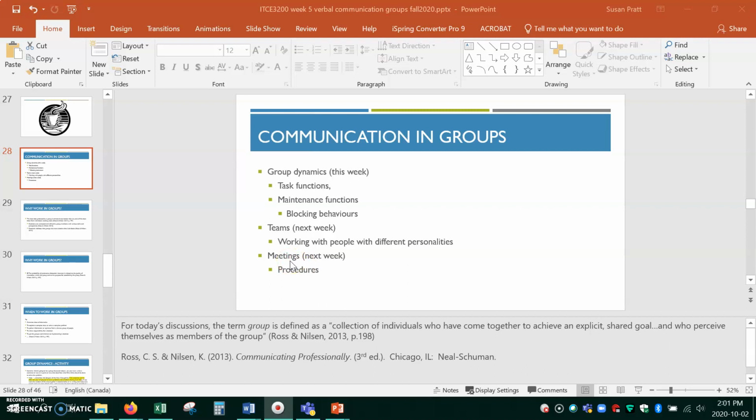And by meetings, it's a little bit different than group work. By this I mean a formal business meeting. I want you to know what they are, so when you go out into the workforce, you'll understand the usual process and what different terms mean in a meeting. Okay.